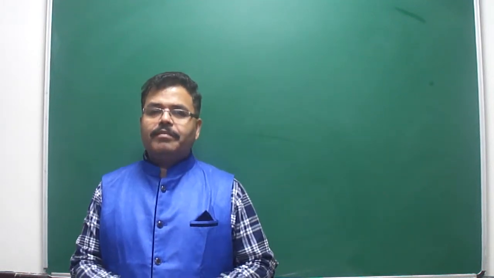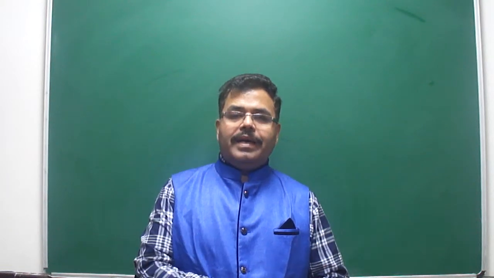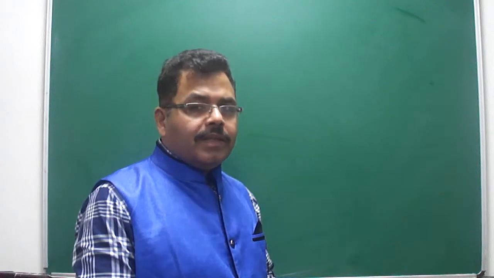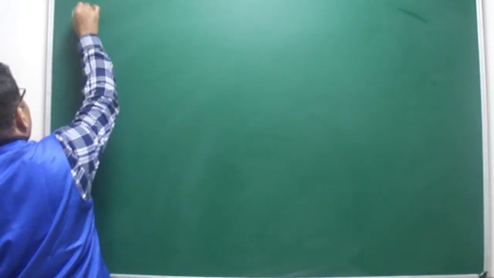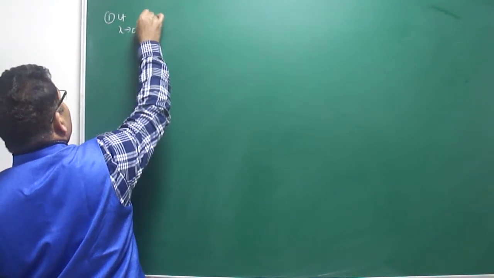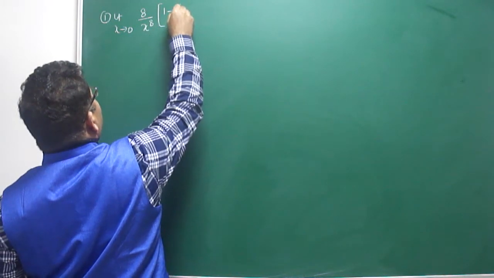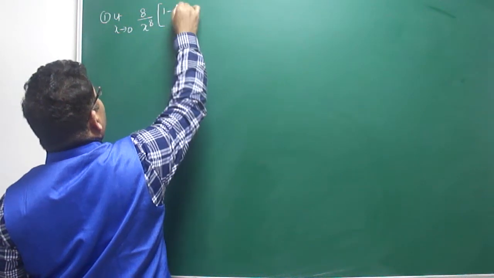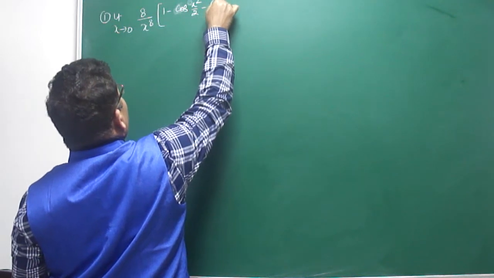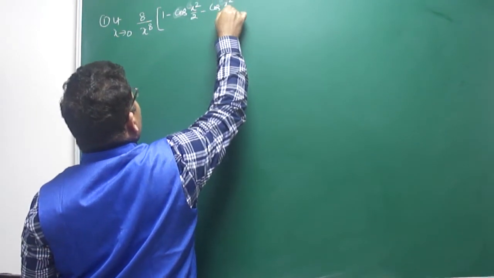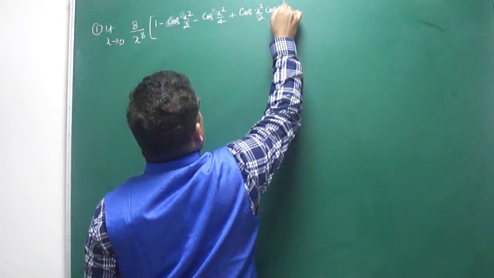Today we are going to discuss some very tricky questions related to trigonometric functions, how to deal with that kind of questions, and what are the tricks behind that. Suppose we have a question like: limit x tends to 0, 8 divided by x to the power 8, into 1 minus cos x square by 2 minus cos x square by 4 plus cos x square by 2 cos x square by 4.